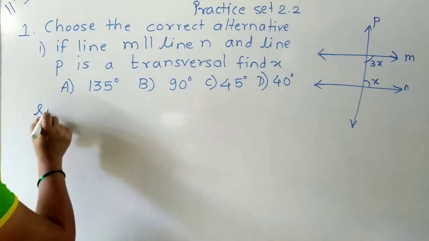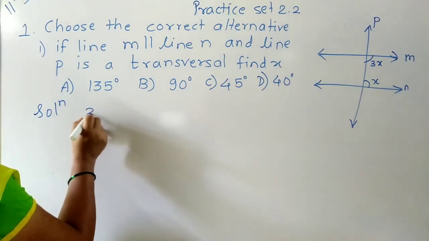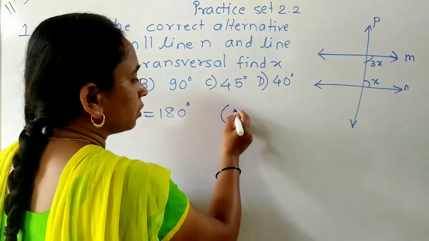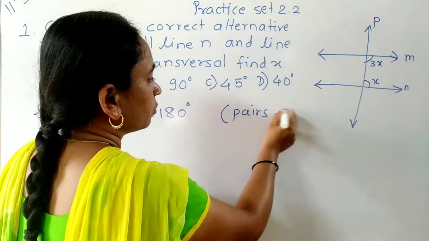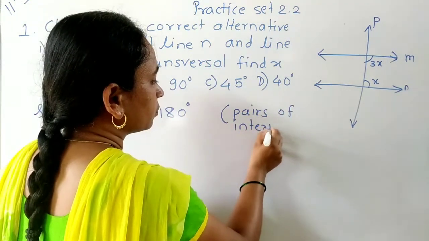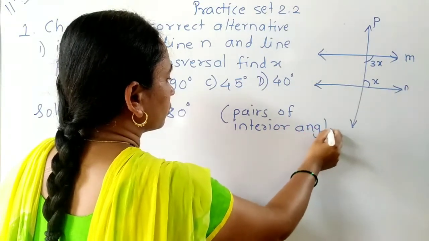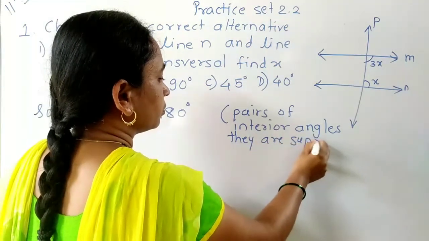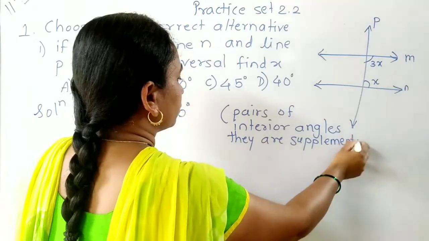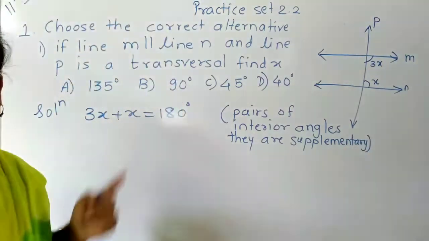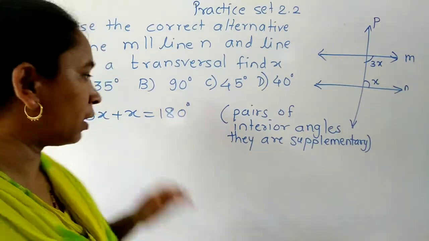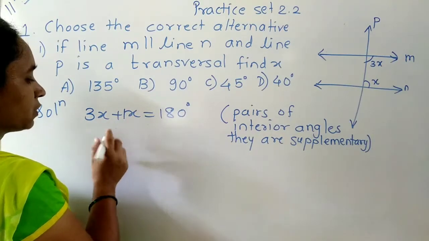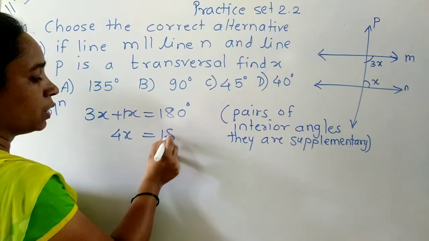So to solve it, solution: 3x plus x is equal to 180 degrees, because these are the pairs of interior angles. They are supplementary. We know the property, their addition comes to 180 degrees. We'll solve it now. 3x, and here nothing is there, that means 1. 3 plus 1 would be 4x is equal to 180 degrees.